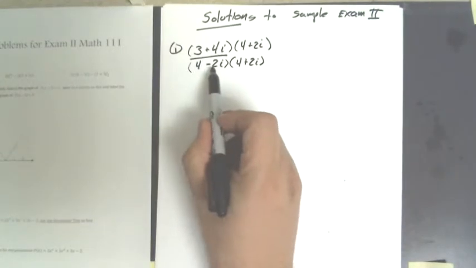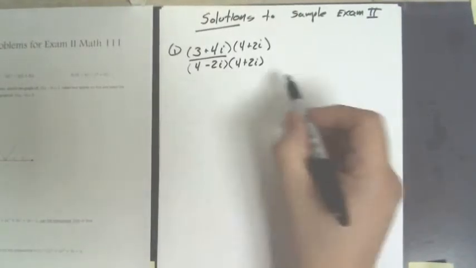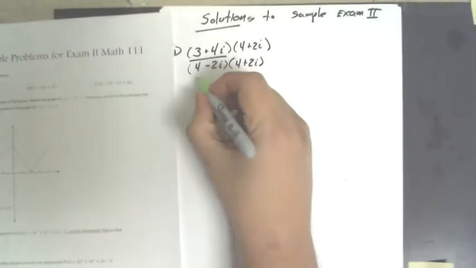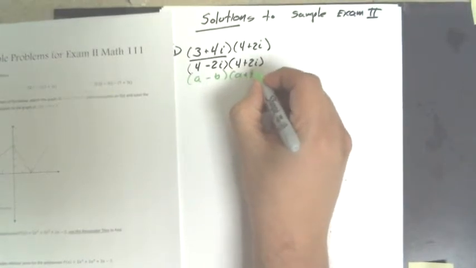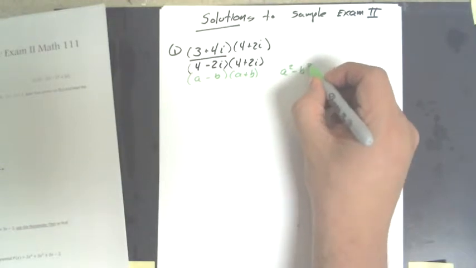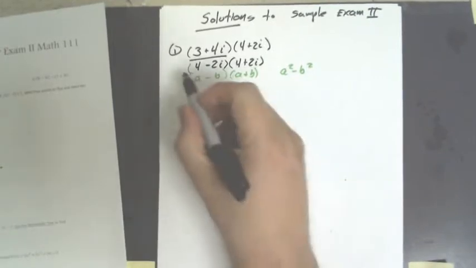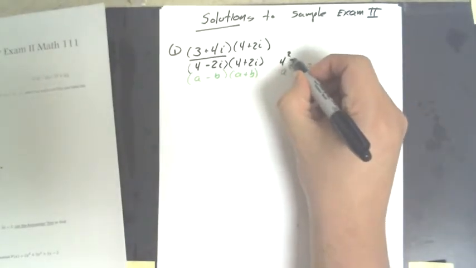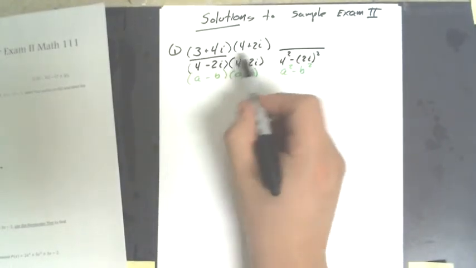So instead of a minus b, we have a plus b. So that forms a complex conjugate pair. And really it sets up a difference of squares. So this is a minus b times a plus b. So when you multiply those together, you're going to get your a squared minus b squared, your nice difference of squares. So 4 squared minus 2i squared over, and this just needs to be FOILed out.